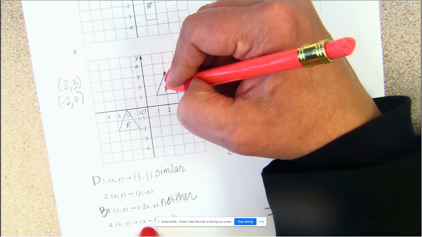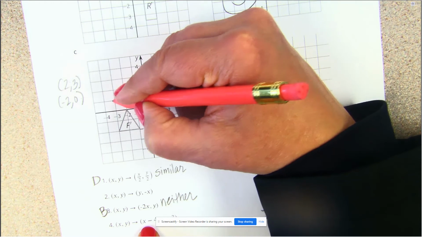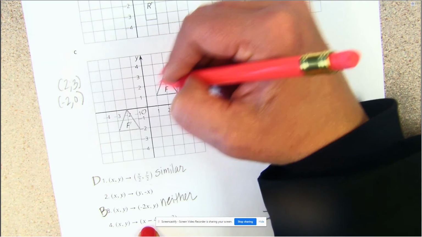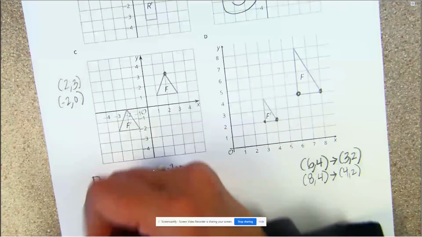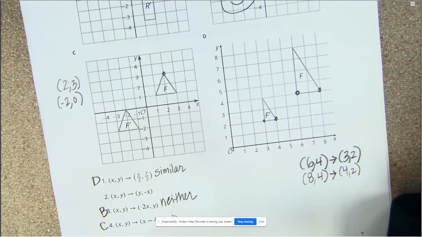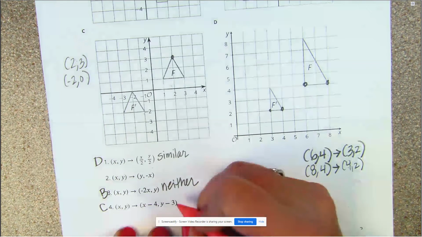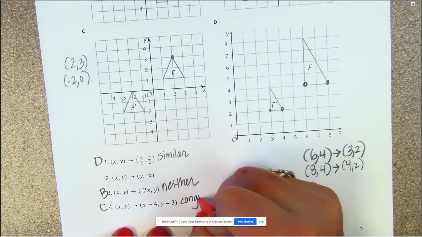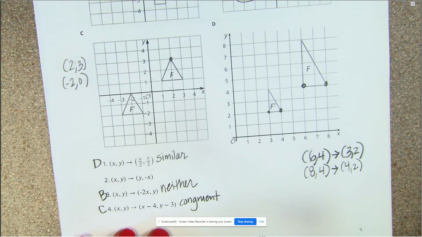Now that we kind of know, this means shift it left 4, down 3. 1, 2, 3, 4. 1, 2, boom. Yep. 1, 2, 3, 4. 1, 2. Yep. This is this one right here. This is C. That's a translation, right? A translation produces congruent figures. That's a rigid transformation. And now we know the last one.